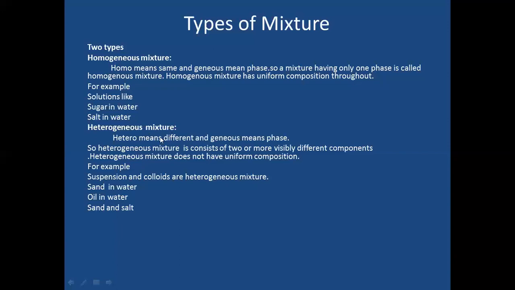Heterogeneous mixture. Hetero means different and genus means phase. So a heterogeneous mixture consists of two or more visibly different components. A heterogeneous mixture does not have uniform composition. It means at the brim the molecules will be different, at the base the molecules will be different, and at the mid of the beaker the molecules will be different. It means the mixture does not have uniform composition.